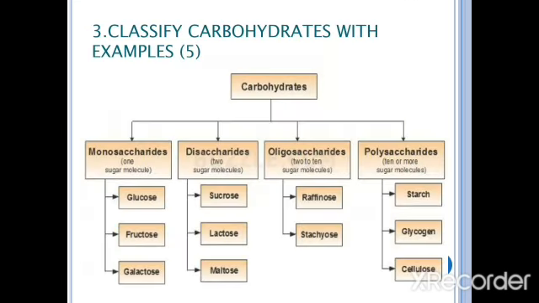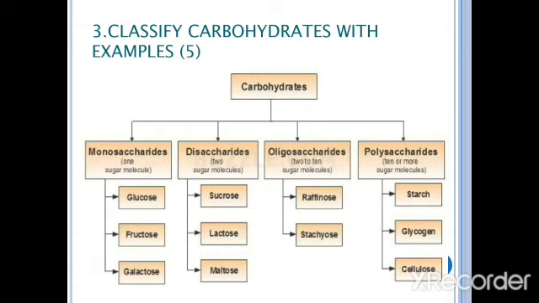Classify carbohydrate with examples. So carbohydrates are polyhydroxyaldehydes or ketones, or compounds which yield these on hydrolysis. And they are classified into monosaccharide, disaccharide, oligosaccharide and polysaccharide. Monosaccharides are the basic building blocks of all carbohydrates, and they cannot be further hydrolyzed into simple compounds.